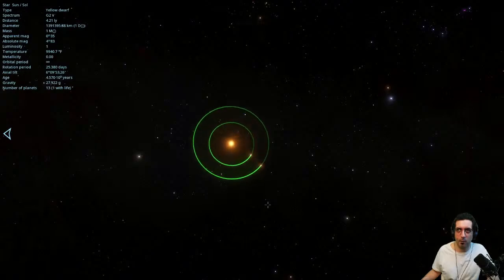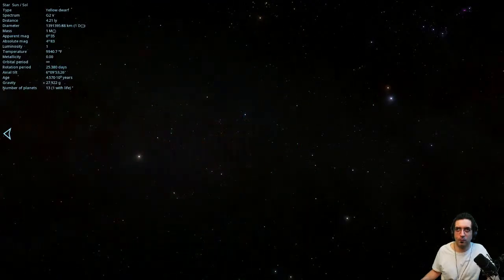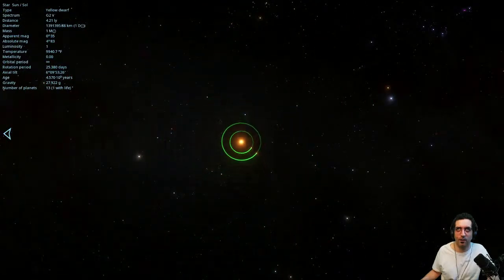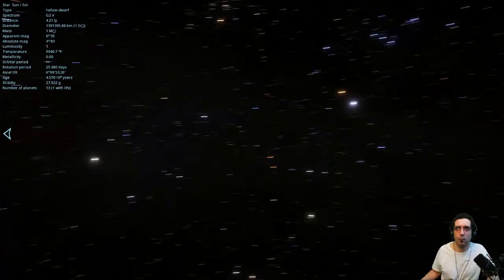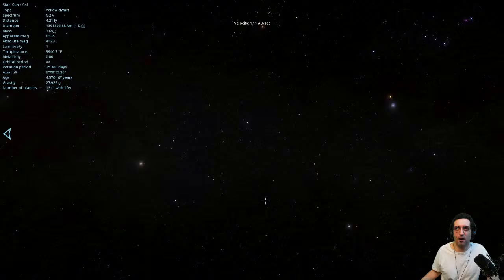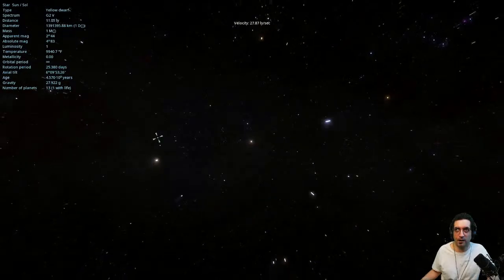But anyway, you've got more planets, and because Alpha Centauri is only like 4 or 5 light years away, 4.2 light years, I think, or 4.7, it's probably going to be the easiest place to spot exoplanets.